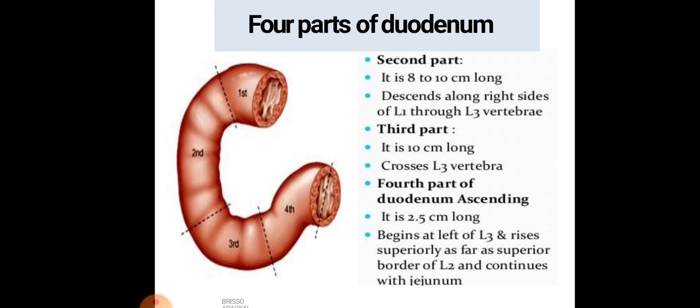Then the second part, it is 8 to 10 centimeters long. It descends along the sides of L1 through L3 vertebra. And the third part is 10 centimeters long. It crosses the L3 vertebra. And the fourth part is the ascending part. It is 2.5 centimeters long and begins at the left of L3 vertebra and rises superiorly as far as the superior border of L2 and continues with the jejunum.